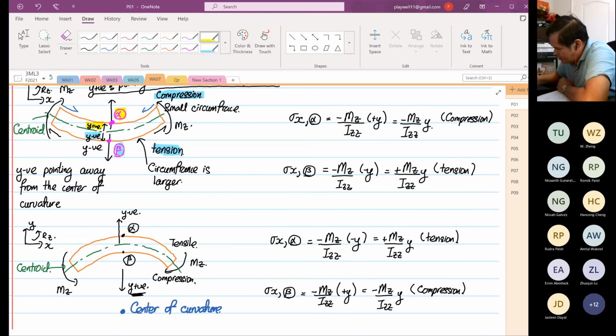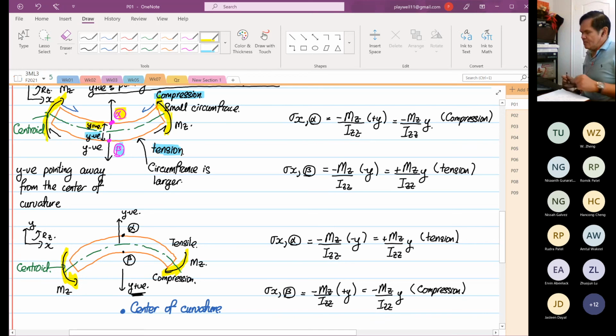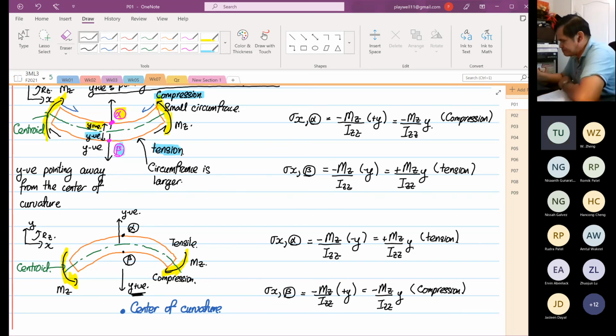So what do I mean? If we look at the moment arrow, can anyone tell me what you observe with the moment arrow regarding compression and tension? Looking at the moment arrow, can you observe what is the similarity? Anyone? The moment is always in the direction of compression forces.